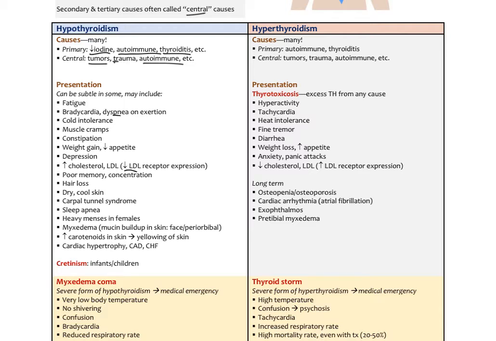We might have elevated cholesterol. That's also due to poor bile flow. Poor memory and concentration, hair loss, dry and cool skin. Carpal tunnel syndrome has been highly correlated with hypothyroidism.